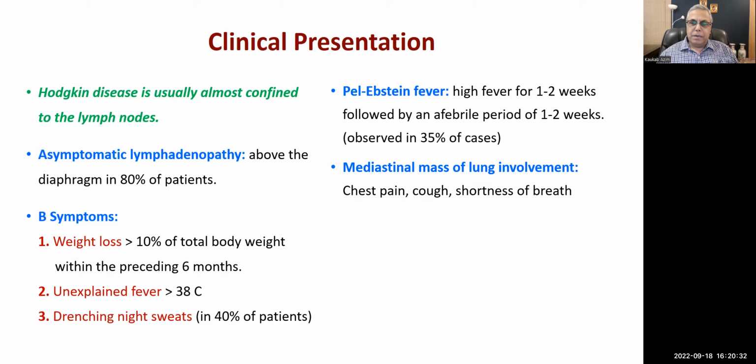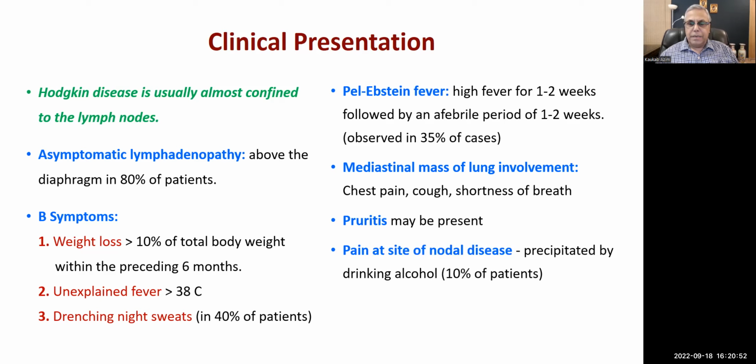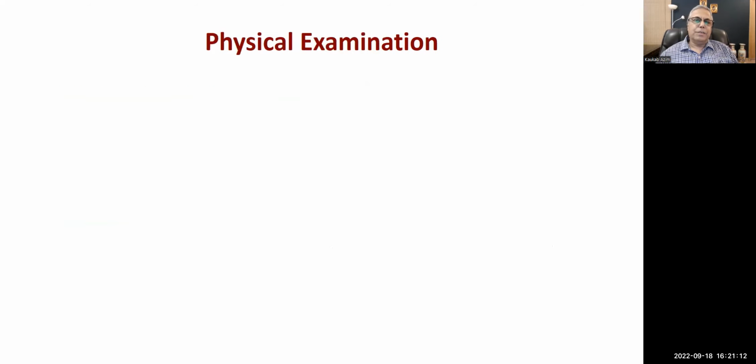Then mediastinal mass of lung that can lead to chest pain or shortness of breath or cough. Pruritus, which means irritation on the skin, could be present. The patient will be scratching his skin. A pain at the site of nodal disease, which is precipitated by drinking alcohol. Okay, so that is something quite unusual. That is present in 10% of the cases, and why that happens, I'm not sure. Family history. So all these things are there in the clinical presentation.